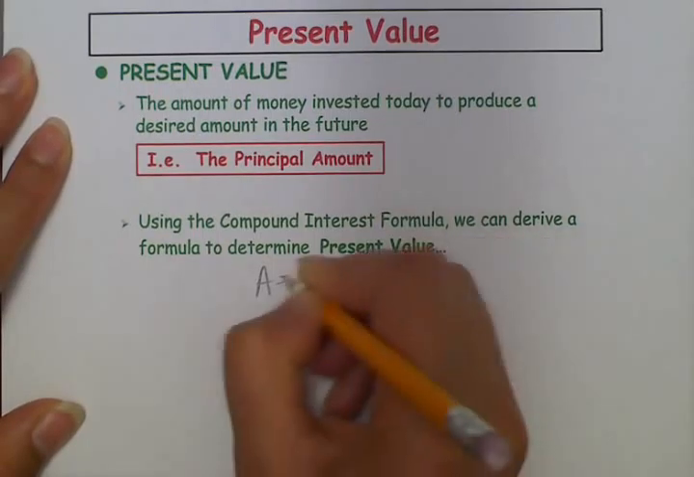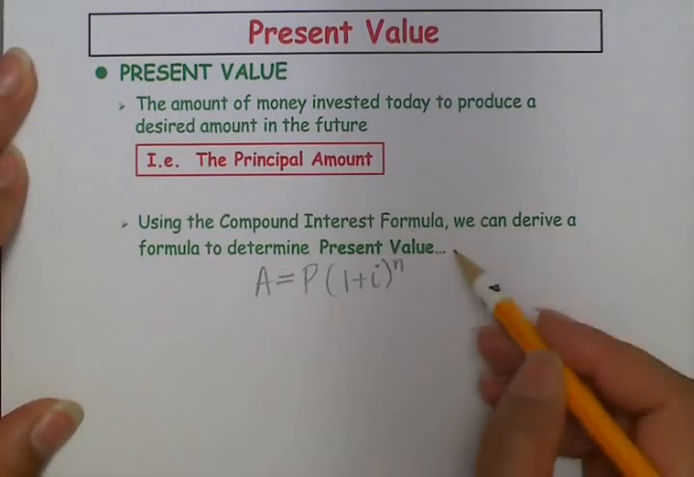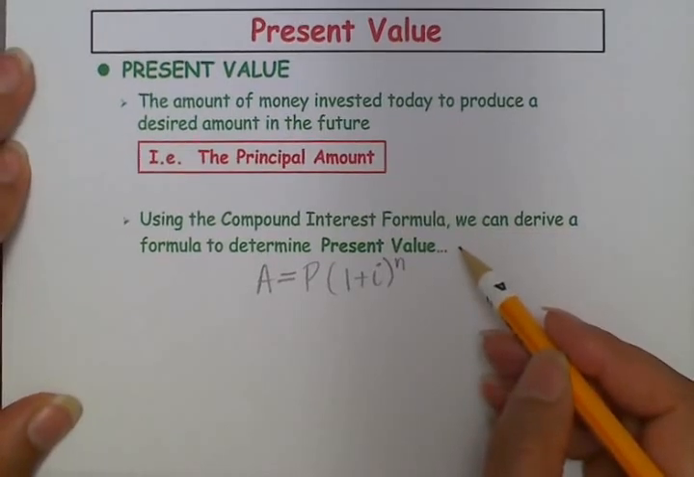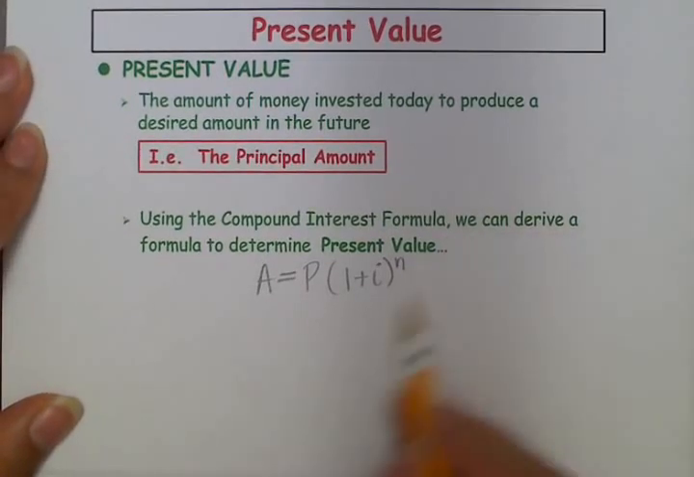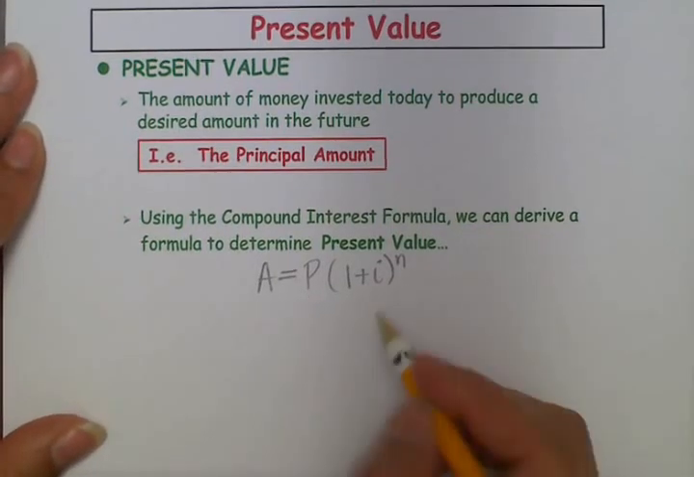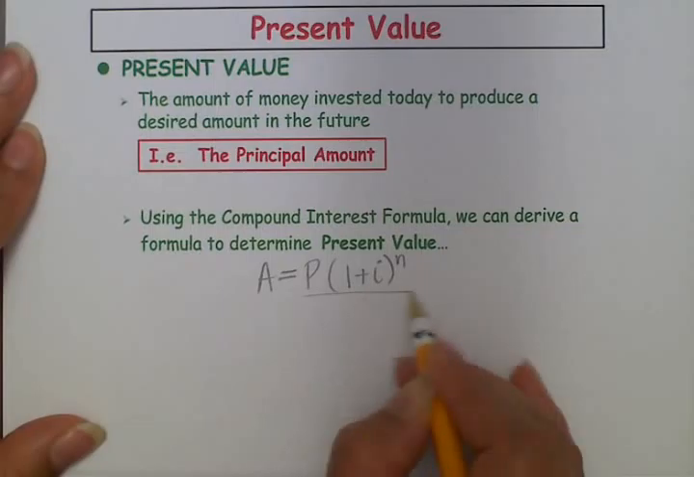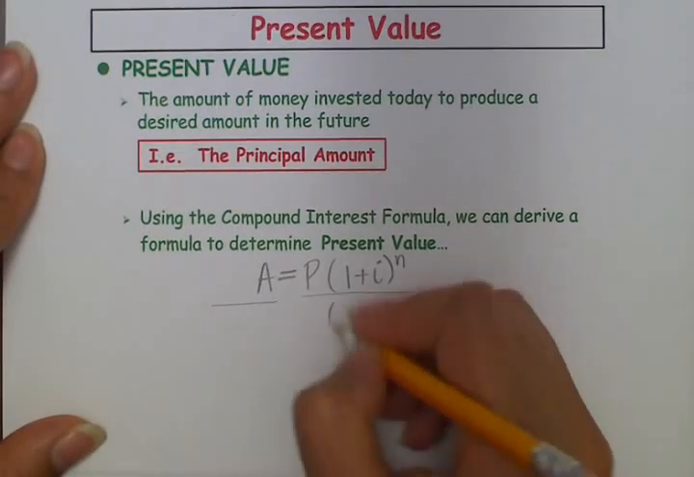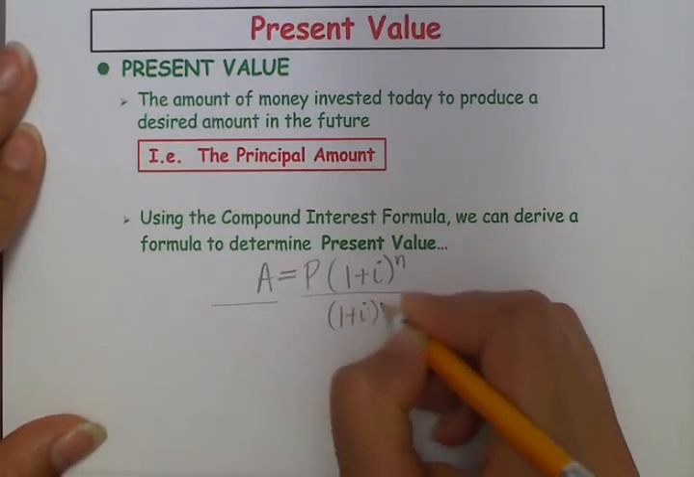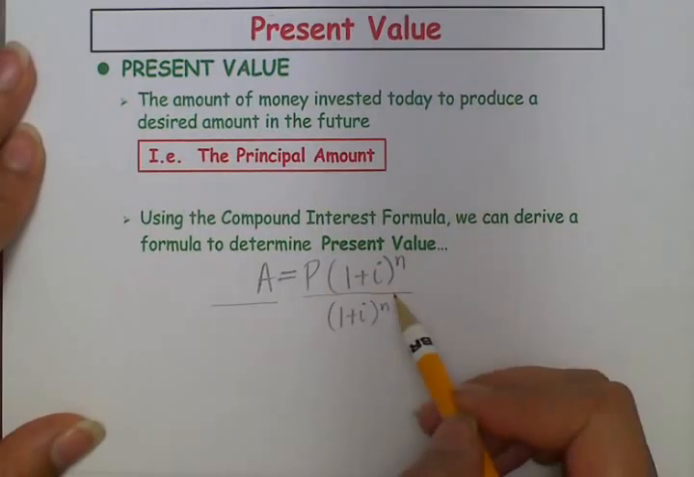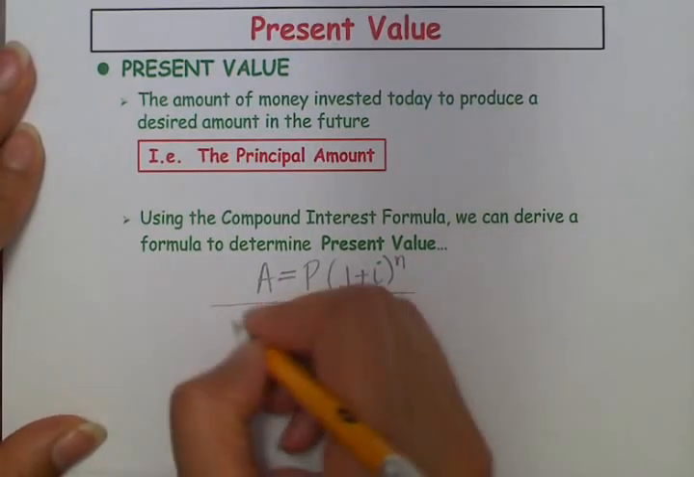And so in present value, because you're solving for the amount that you need to invest initially, what you're actually solving for is the value of P. So if I rearrange this formula, all I really need to do is divide both sides of the equation by 1 plus I to the exponent n. If I'm trying to isolate P, I need to get rid of whatever I'm multiplying it with. And the opposite of multiplication is division.